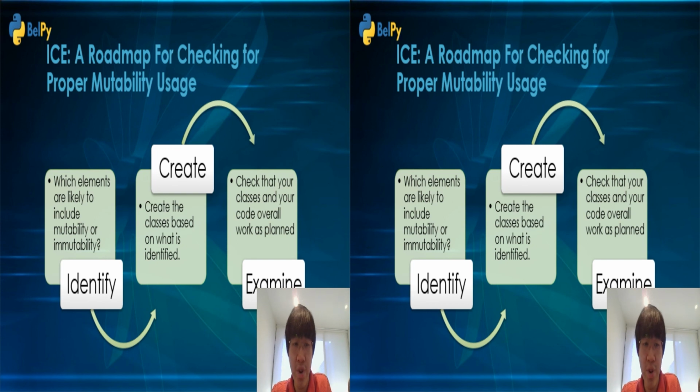And I'd like to briefly introduce ICE, which is a roadmap for checking proper mutability usage. It's identify, create, examine. Firstly, we identify which elements are likely to include mutability or immutability. We then create classes based on what is identified, and we check that all classes and code work overall as identified. That helps a lot with the overall planning for mutability usage.